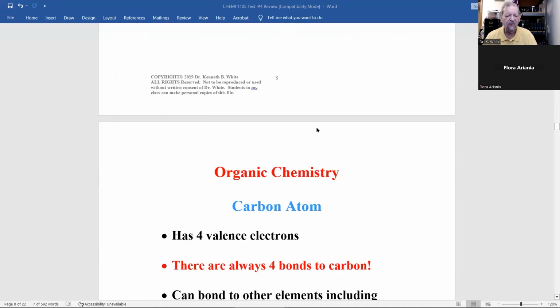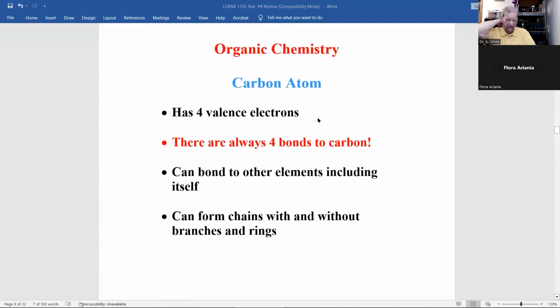All right, let's talk about organic chemistry. Organic chemistry was started with the investigation of molecules that came from things that were alive, like plants, animals, and us. Now, the most important element in organic chemistry is carbon. And the carbon atom has 4 valence electrons. And what you should know is there are always 4 bonds to carbon.